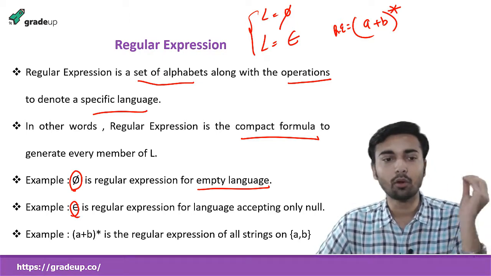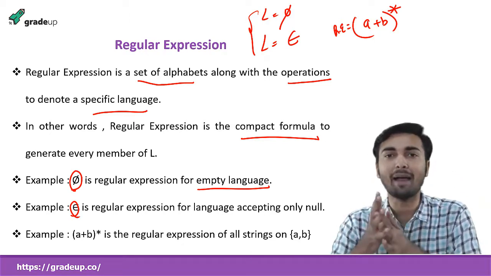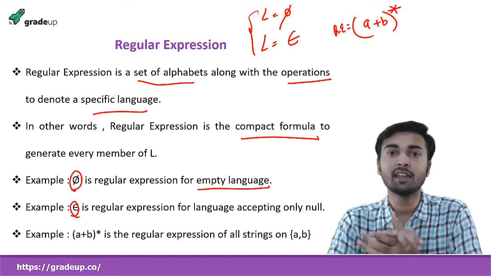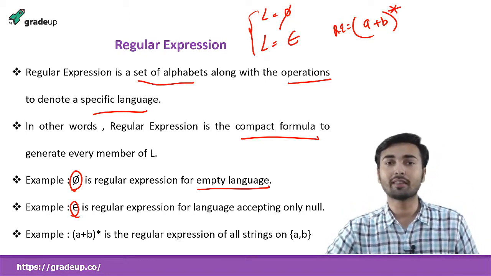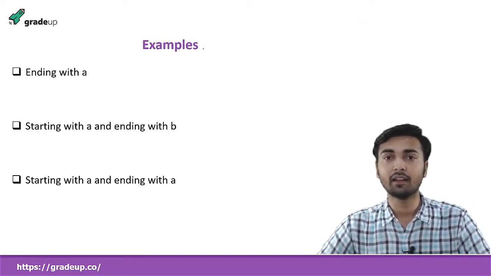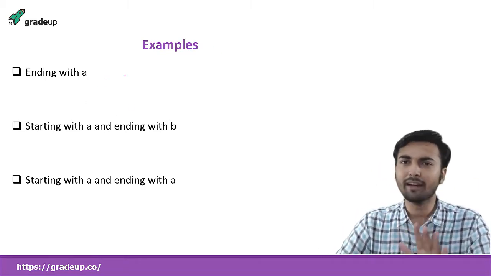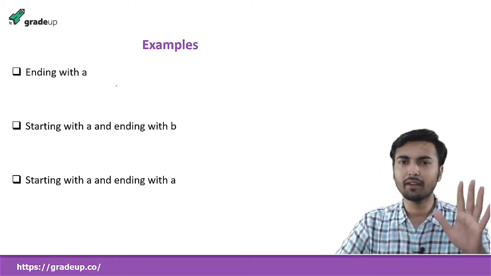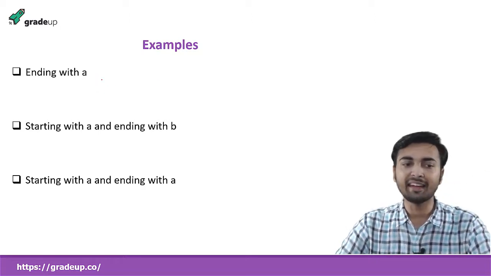Now we'll discuss some more examples on regular expression. Now we know the meaning. Meaning is nothing but a compact formula to denote any language L. Right? So now we'll see some examples to understand better. Let us start. First thing, ending with A. I say you, ending with A. See, how to write regular expression? Regular expression will be written in form of alphabets and operations on them. So see here, ending with A. Your string must end with A. Starting can come anything.